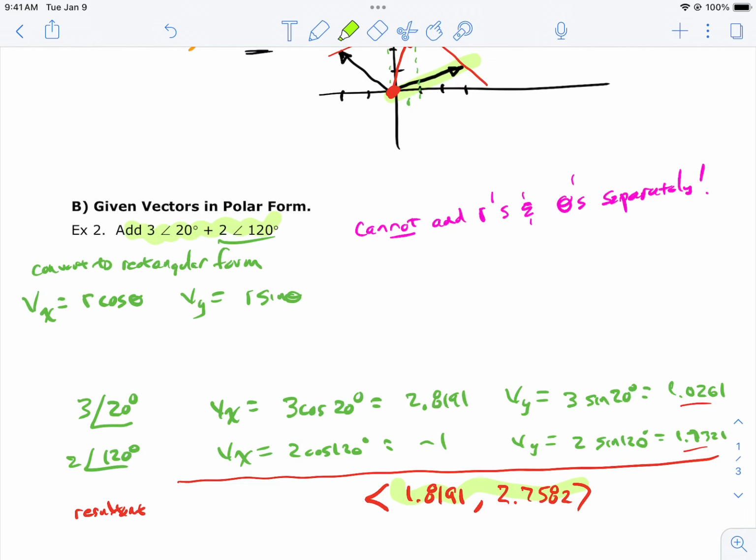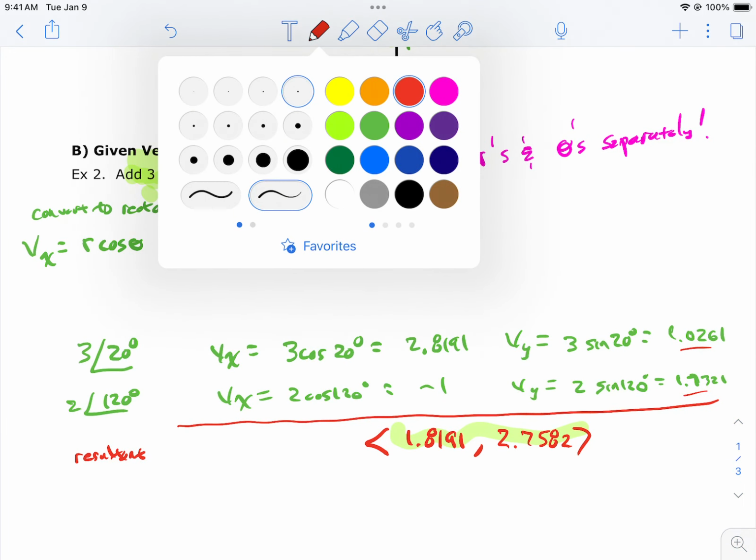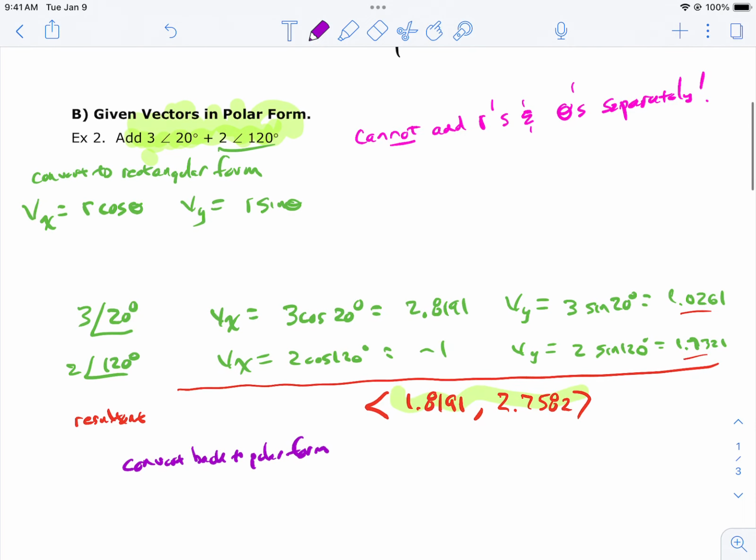Well, we're not quite done really, are we? Because they were so nice to give us polar form. Shouldn't we give them back polar form? Yeah, we should give them back polar form. So let's convert back to polar form. There are 2 more formulas you've got to remember here. We want the r and the theta. This is the Vx, this is the Vy. What we want is the r and the theta.